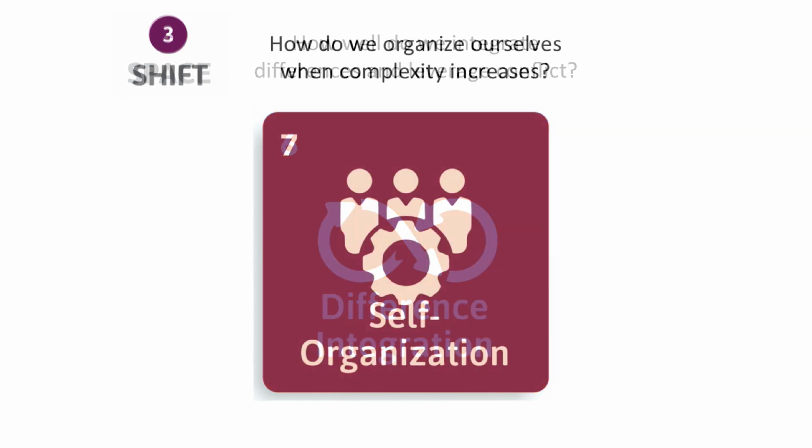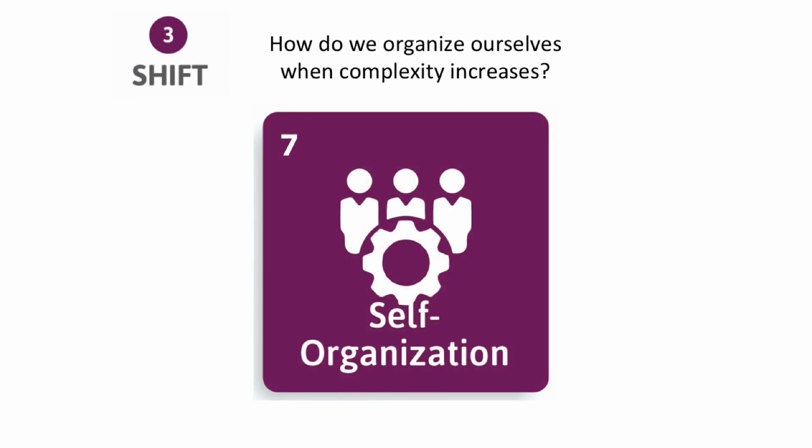Step 7 is about how we organize ourselves, and this especially has to do with when complexity increases. Now, self-organization is a very important skill, and we see this with every living system, whether it's a human body or whether it's a community or a family or a society. And what's difficult about this one is that we are not really taught to self-organize. We are taught to use formal structures and hierarchy to instill organization.